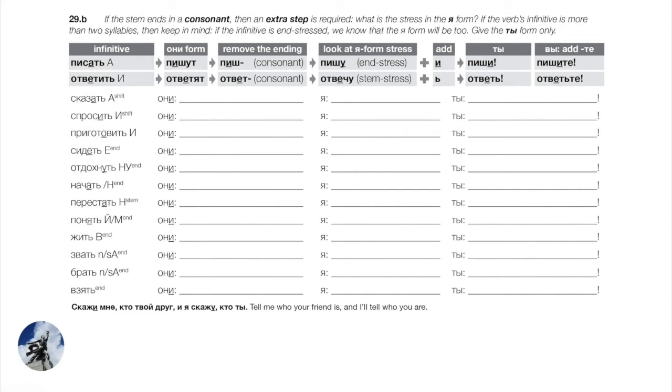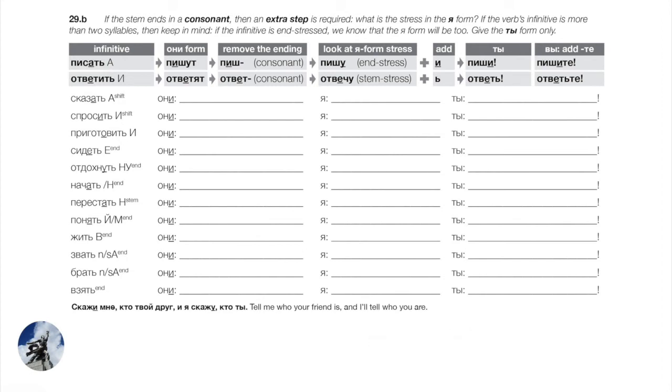Понять, another tricky verb type. Они поймут, they will understand. Я пойму, right? This is end stressed throughout. That gives us пойми, right? Understand, пойми. Жить, они живут. We drop the ut, we're left with a consonant v. Let's think about stress. In stress, я живу, that implies живи, right? Live.